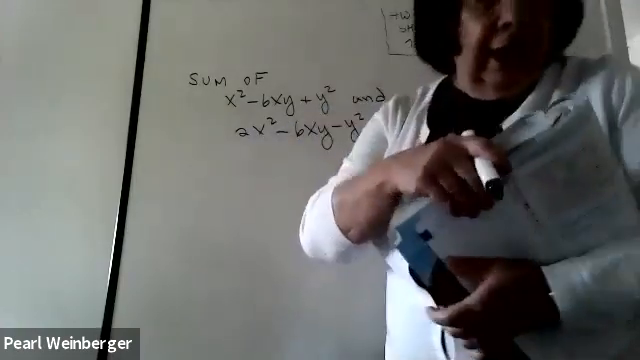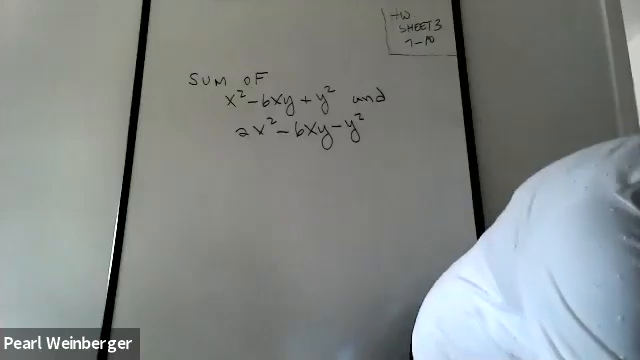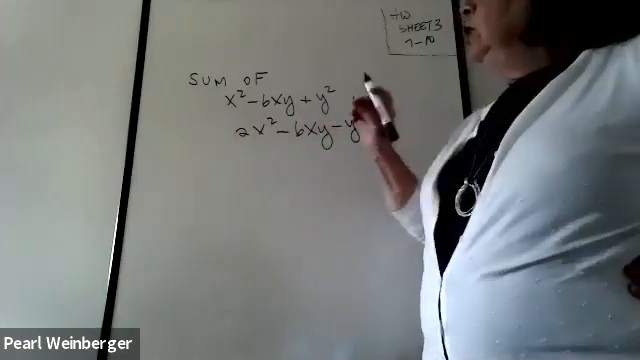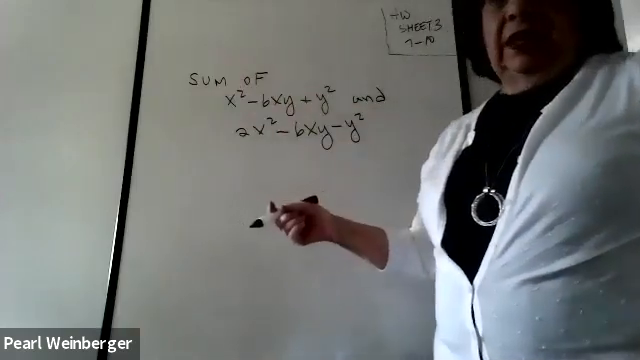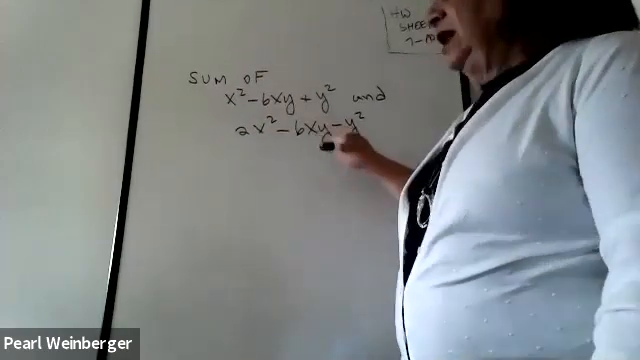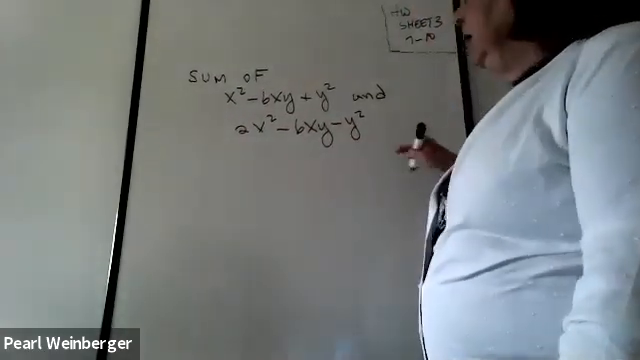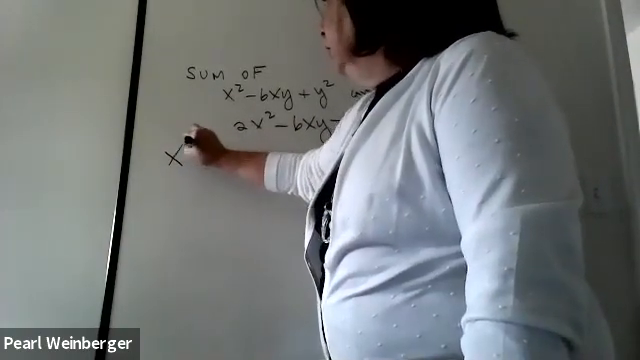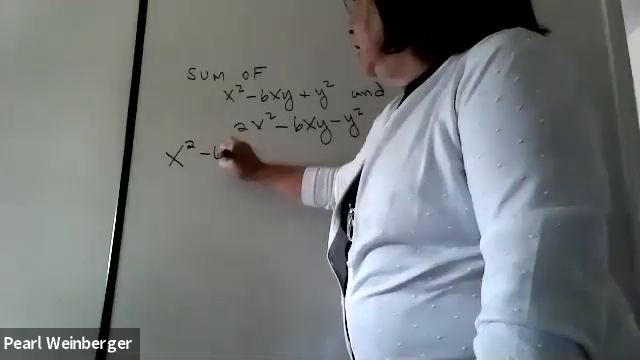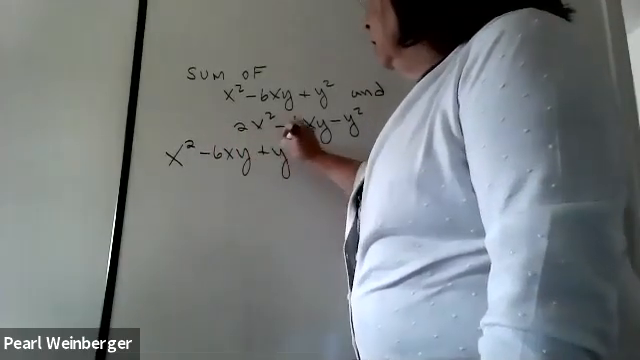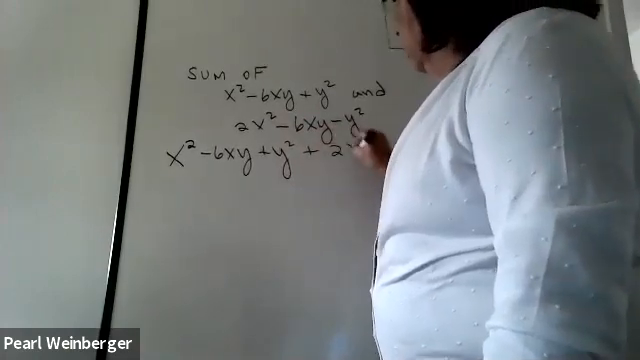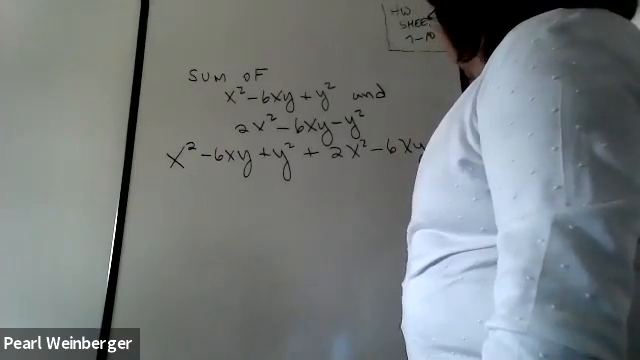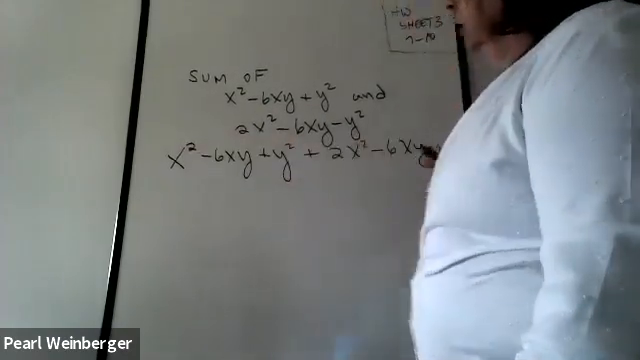We actually have two trinomials here. This has 3 terms, this has 3 terms. Find the sum means let's add them. Now when I add trinomials, I just like to put them all in a row. x squared minus 6xy plus y squared plus 2x squared minus 6xy minus y squared. Just put it all together on a line.